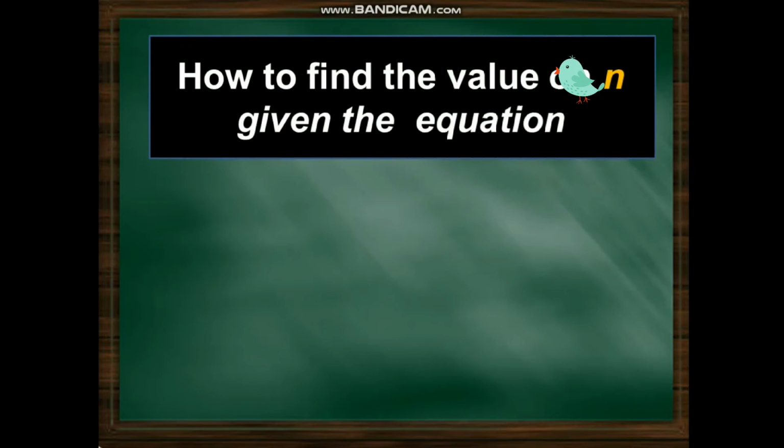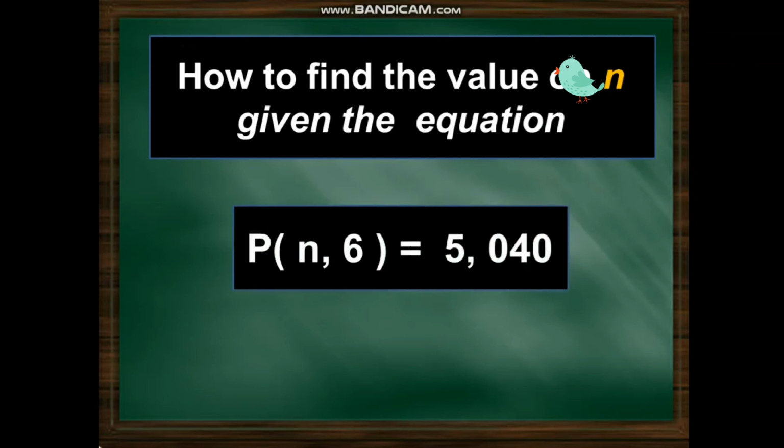Mag-usap tayo. At this time, tuturuan ko kayo kung paano kuhanin yung value ng n in a given equation using permutation. So this is our problem. We're going to find out the value of our n, wherein ang ating problem babasahin po natin in this form. The permutation of n taken 6 at a time is equivalent to 5,040.